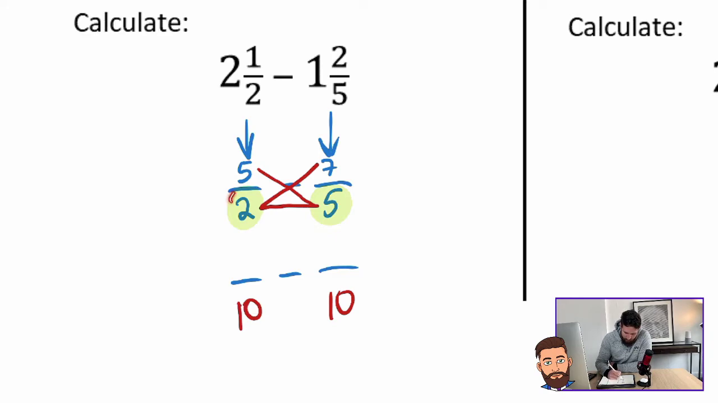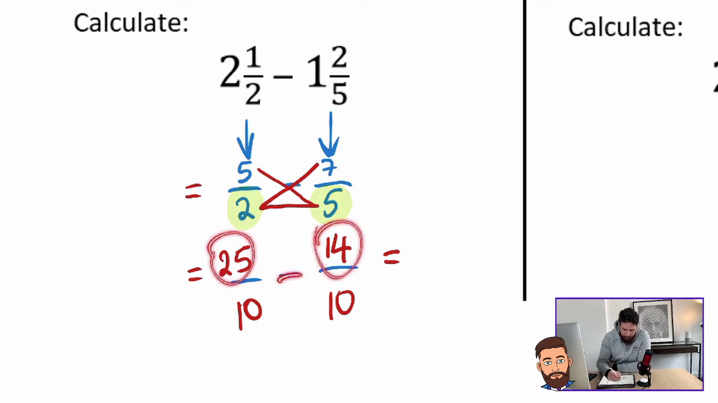What did you do to 2 to make it 10? You timesed it by 5, so that would be 5 times 5 is 25. 2 times 7 is 14. Now we have a common denominator. Now we can take away. 25 minus 14 would be 11 over the original 10. You don't change the denominator once it's the same.